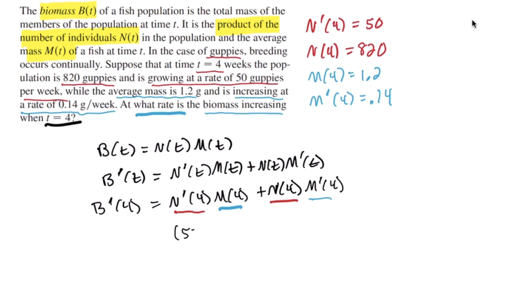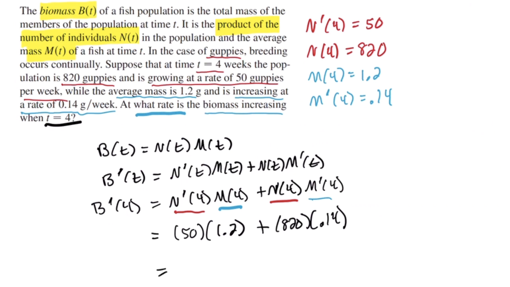So we have 50 guppies, and then the mass was 1.2. Sorry, this was N prime is 50, and then the mass is 1.2, and then the number of guppies was 820, and the rate of change of mass was 0.14.